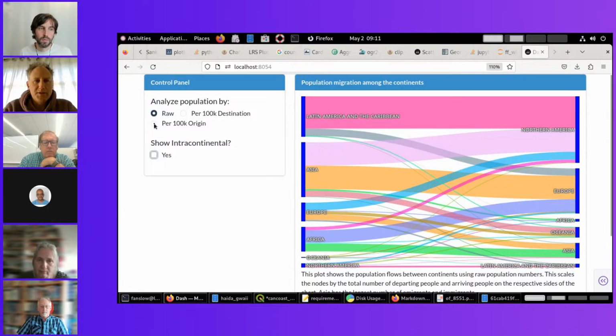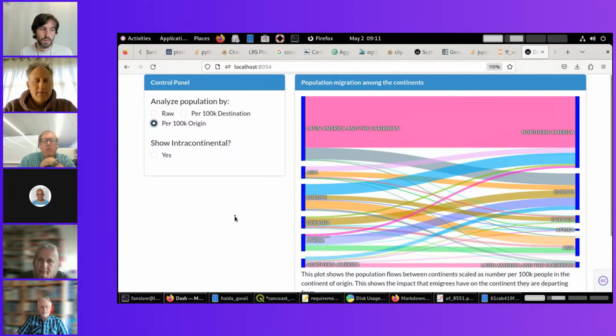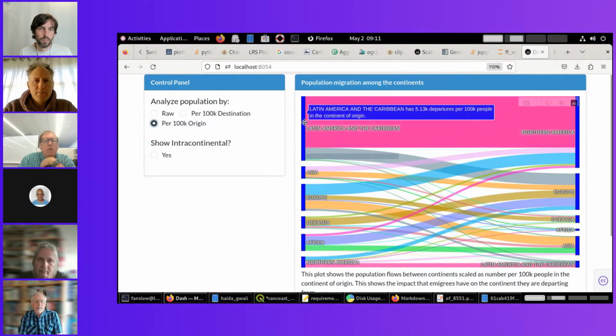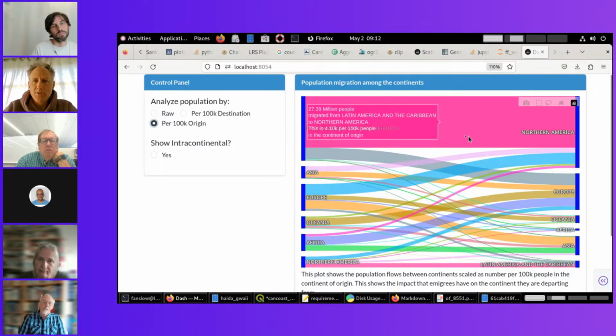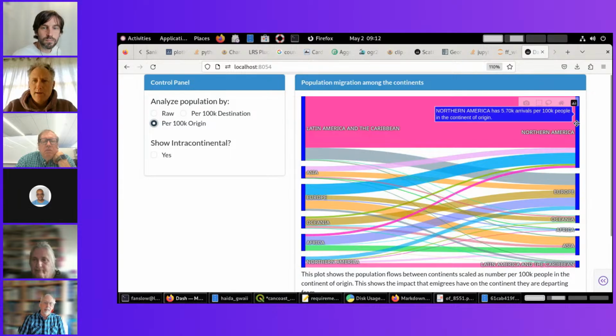The first, most intuitive option is to look at the flows per 100,000 people in the origin country. If we hover now, Latin America and the Caribbean had 5,000 departures per 100,000 people. So about 5% of the population migrated, and this is with the intercontinental off. Is that right, 5%? Yeah, it's a pretty large number. That's people leaving the continent entirely, and you can see that most of them go to North America.